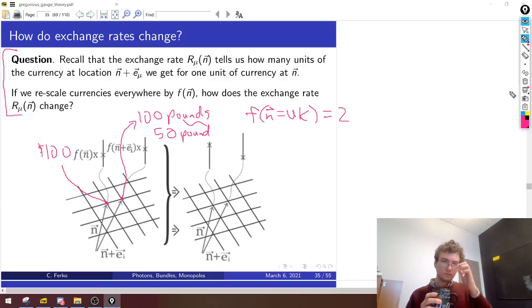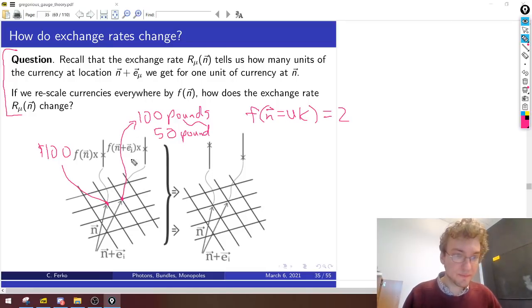It would be a ratio of the values of r at each, or no, not of r, a ratio of the values of f of n and f of n plus whatever the unit vector is, depending on which direction. Yeah, good. So which way should it go? Which f of n or f of n plus e? Which one goes in the numerator?